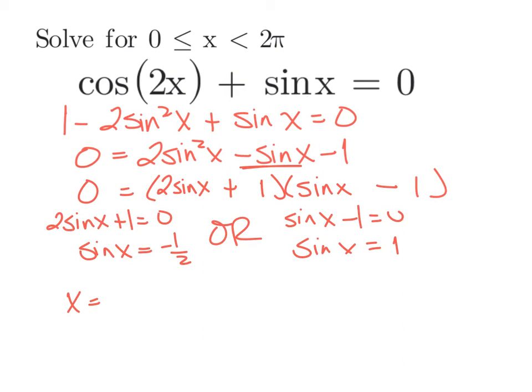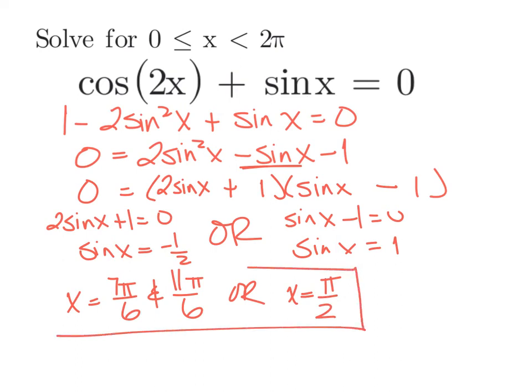Now, taking a trip around the circle, all the places where sine of x is equal to -1/2. Well, sine of x is equal to 1/2 at pi over 6, and it's positive in the first and the second quadrants. So we need the pi over 6 angle that's in the third quadrant and the fourth quadrant. Pi over 6 in the third quadrant is 7 pi over 6, and in the fourth quadrant is 11 pi over 6. For sine of x is equal to 1, that happens in only one spot, and that's where x is pi over 2. So here are all of our solutions.